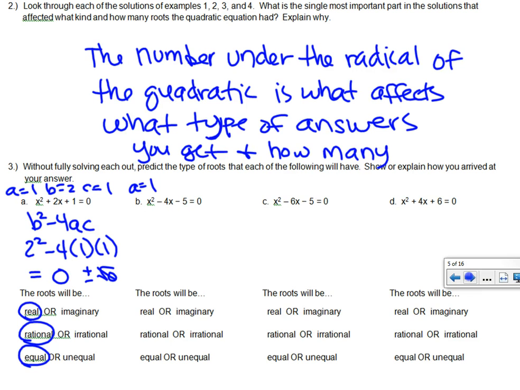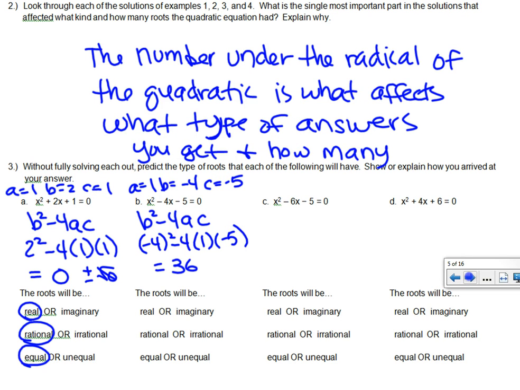With b, a is 1, b is negative 4, c is negative 5. So again, if I want to know what type of answers I'm going to get, I just have to know this part. Okay, and that comes out to be 36. And again, if you want, you can put it underneath the radical. The square root of 36 is nice. It is a real number. It is going to be nice, rational. And we're going to have two different answers because it's going to be a plus and minus 6, which are two different answers.